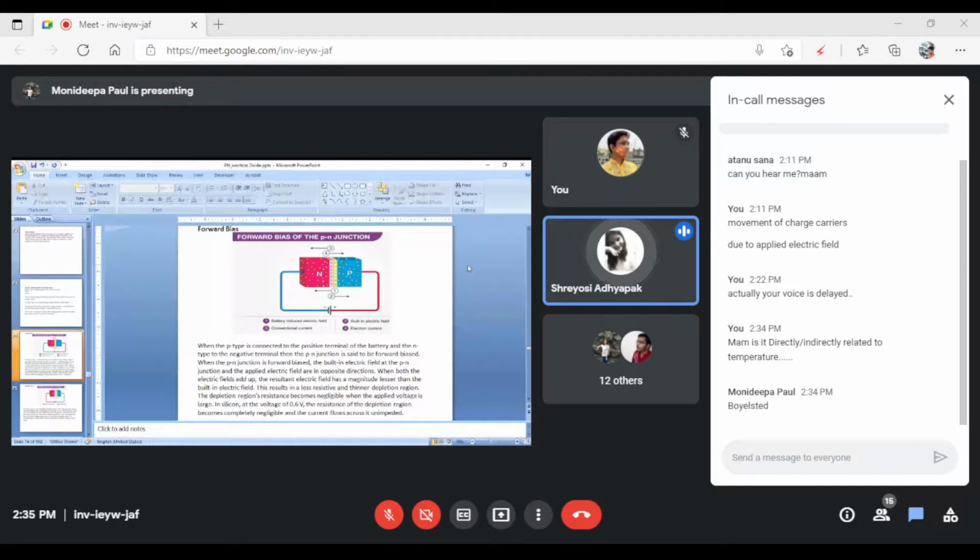Ma'am, can you please tell about the zero bias again? Zero bias means we are not applying any external voltage to the semiconductor material. Okay, ma'am, we can say it unbiased, right? Yes.